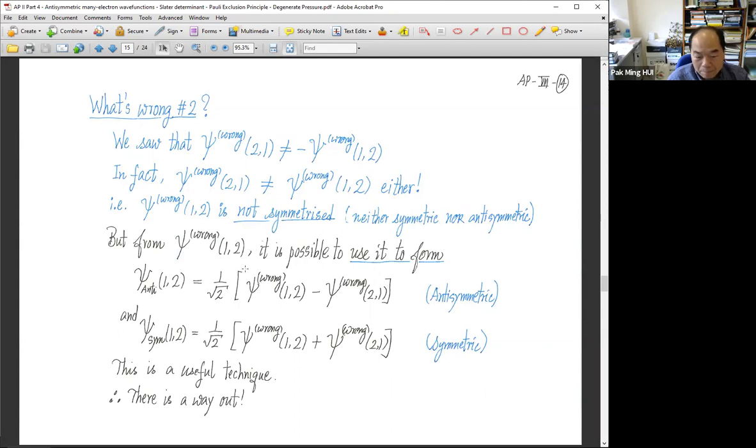For example, how about this? You interchange 1, 2. The first term will become 2, 1. The last term will become 1, 2. There's a minus sign, I pull the minus sign out, that is exactly antisymmetric. I can as well construct a symmetric one. So that hints at something. There is a way out now.